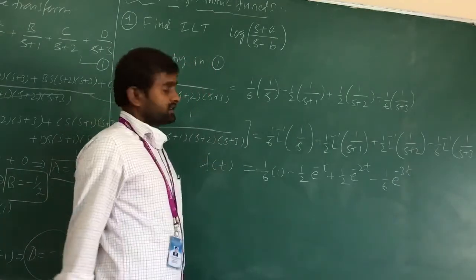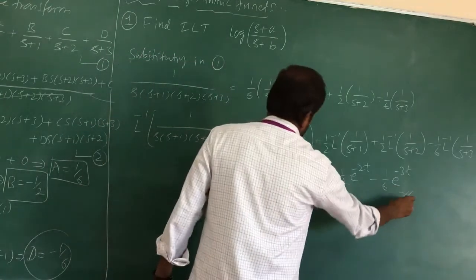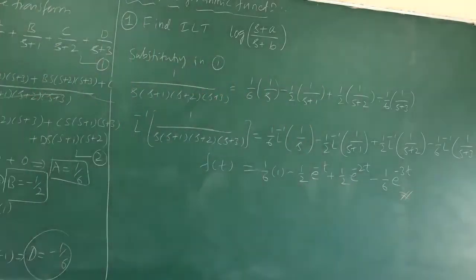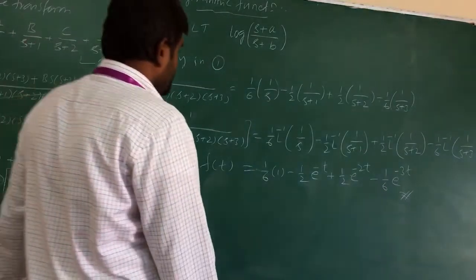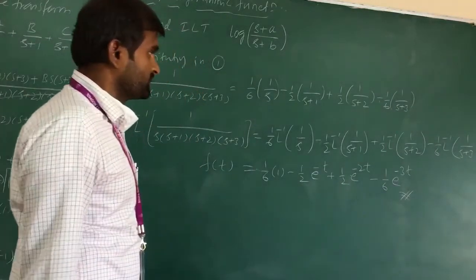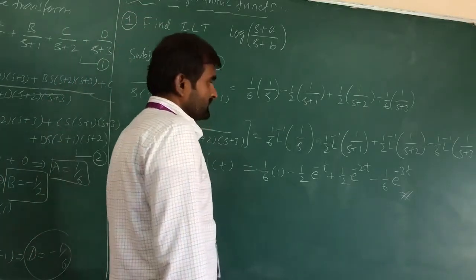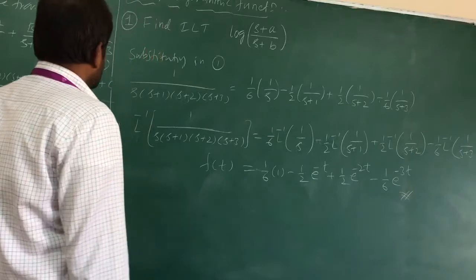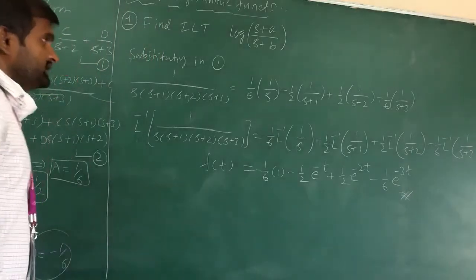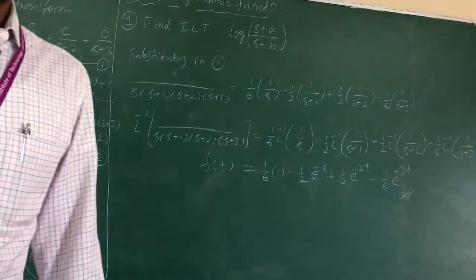So this is f of t. F of t is this, right? So f of t is 1 by 6 minus 1 by 2 into e raised to minus t plus 1 by 2 into e raised to minus 2t minus 1 by 6 into e raised to minus 3t. Right? So this is the example using partial fractions.